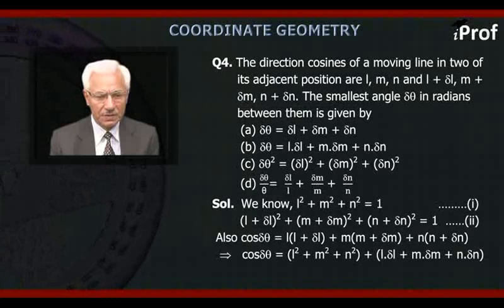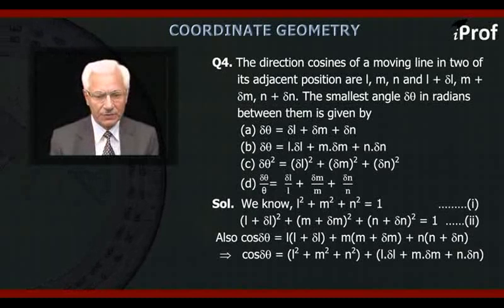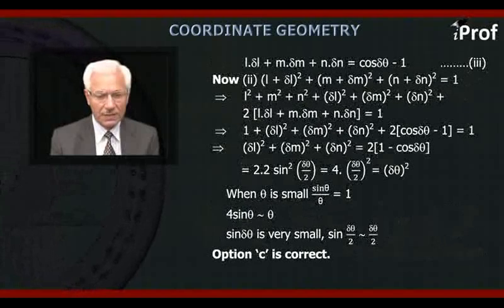Also, delta theta is the angle between the two positions. That means cos of delta theta is equal to l into l plus delta l plus m into m plus delta m plus n into n plus delta n, which simplifies to l square plus m square plus n square plus l into delta l plus m into delta m plus n into delta n. That gives us l into delta l plus m into delta m plus n into delta n is equal to cos of delta theta minus 1. Treat it as third.